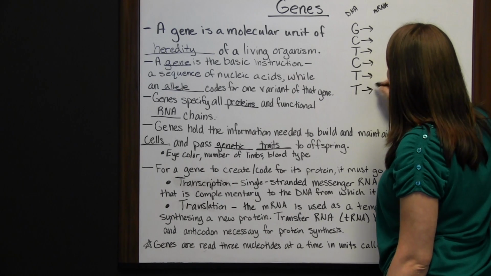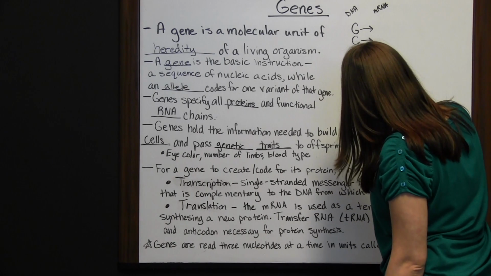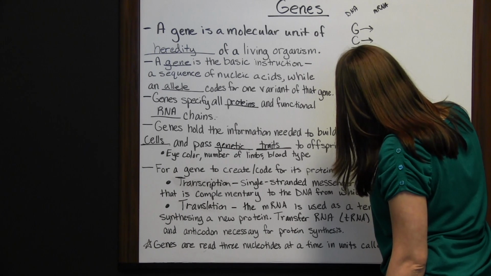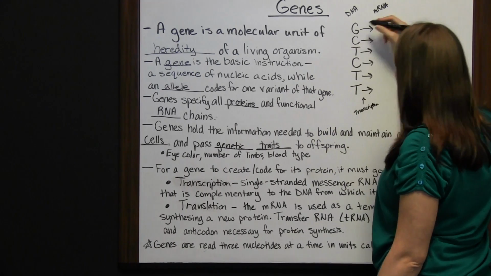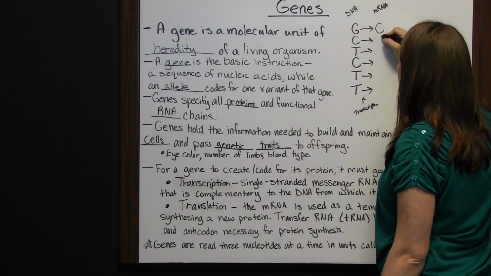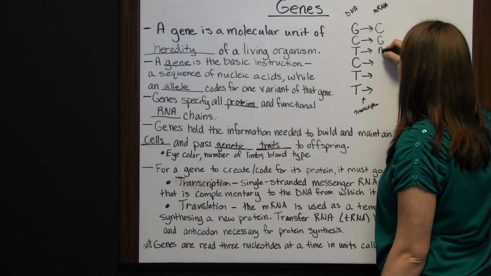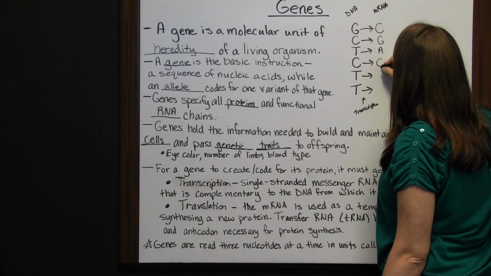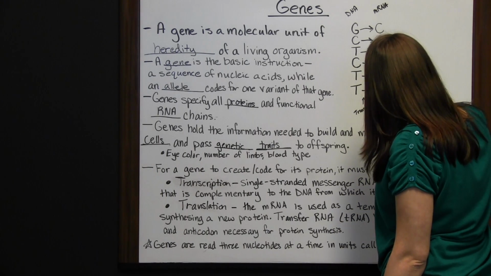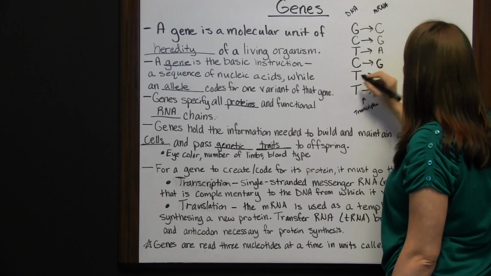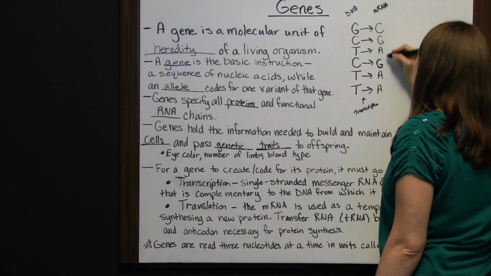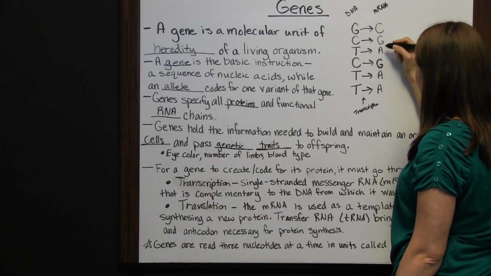And each base must be transcribed. So here we've got our transcription. The guanine is going to transcribe to cytosine, cytosine to guanine, thymine to adenine, cytosine to guanine. There we go. Thymine to adenine, and thymine to adenine. So the messenger RNA is going to carry this sequence.